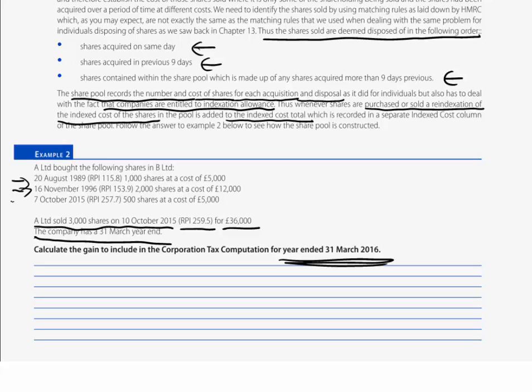But then look at this very specific date, the 7th of October 2015. What was our disposal date? The 10th of October. So it's not the same day, so there are no acquisitions on the same day with which to relate this disposal, but there are shares that had been acquired within the previous 9 days there. And on that basis, we will need to deal with them.